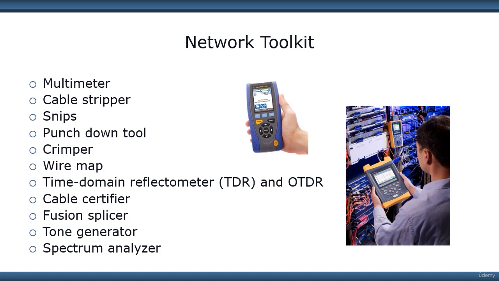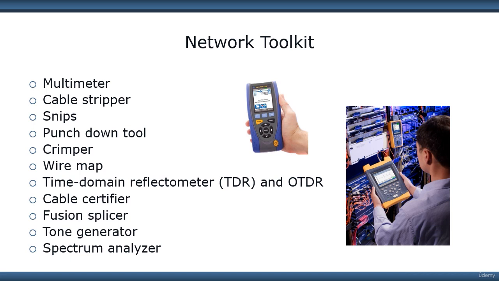The fusion splicer is the next one, and that's on the objectives, but unless you're dealing with fiber, you won't deal with a fusion splicer. It's basically a machine that's used to weld or fuse two optical fibers together. The fiber ends are prepared, they're cleaved, they're placed in an alignment fixture on that fusion splicer, and then put together.